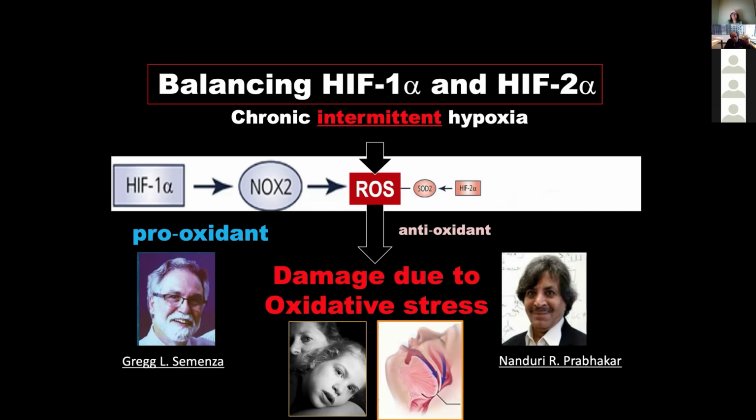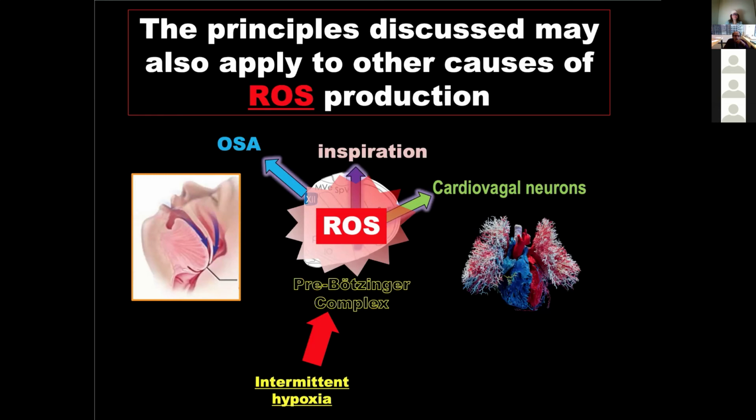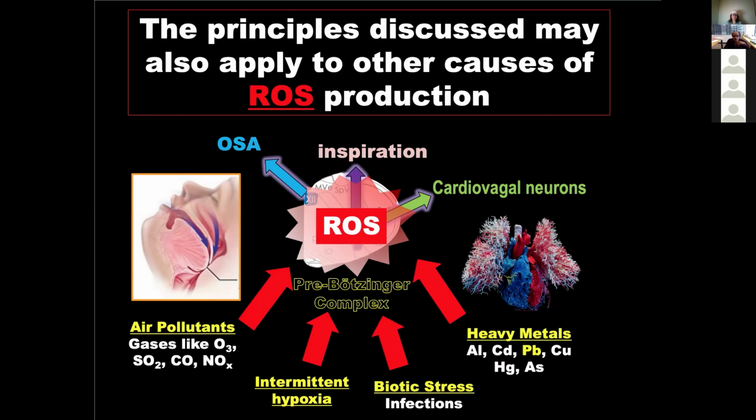What I showed you for intermittent hypoxia is a very general phenomenon that applies not only to intermittent hypoxia, but also to other issues like heavy metals, air pollutants, and biotic stress. All of these increase oxidative stress and change your cardiovascular coupling. In many cases, that is also associated with sudden death. So that brings me, of course, to SARS and COVID.